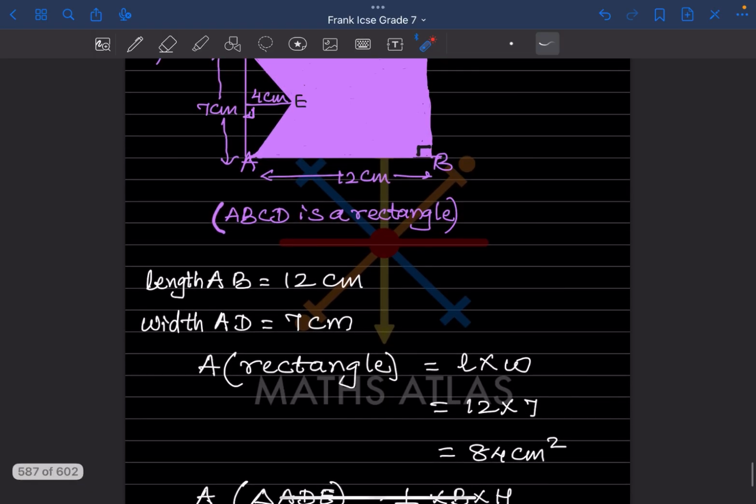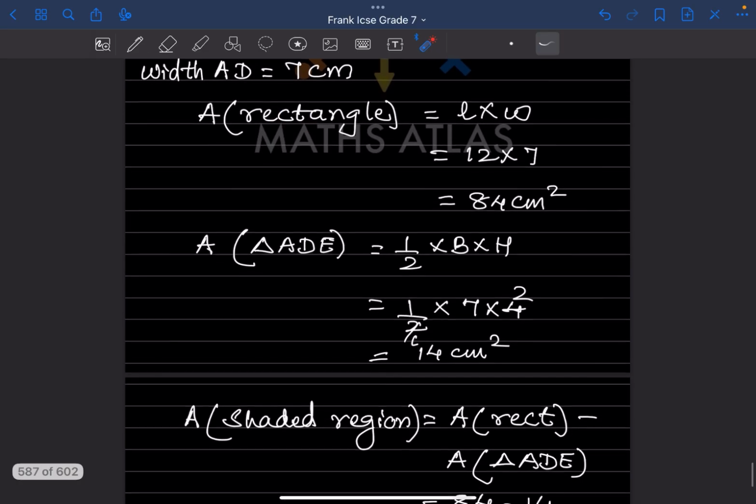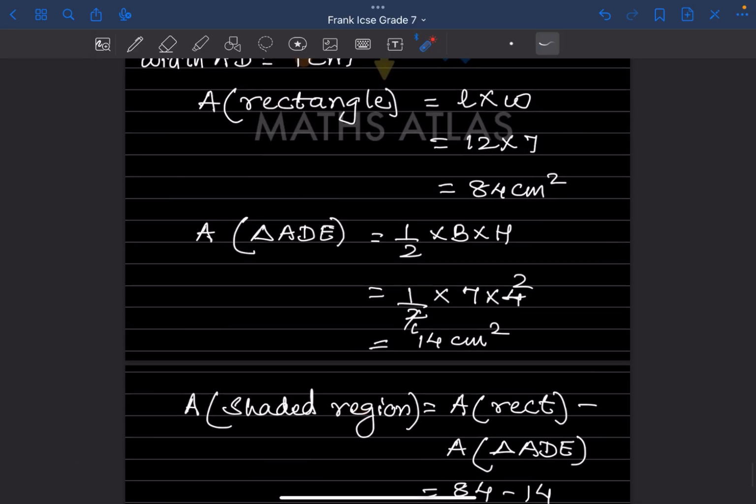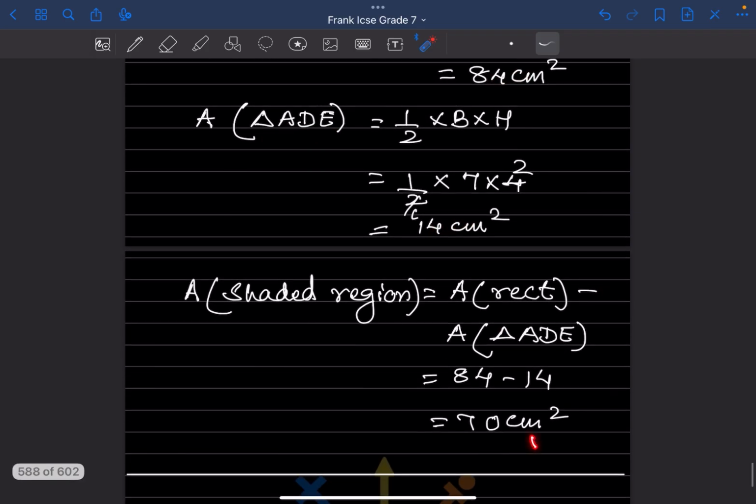Now we have to find out the area of the shaded one. It is very simple: from this whole part, you are going to subtract this part. So this will be the area of the shaded region. The area of the shaded region is the area of the rectangle minus the area of this triangle ADE. We already got 84 minus 14, that will be 70 centimeter square.